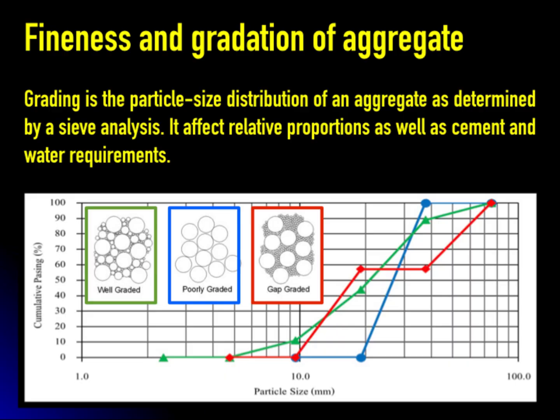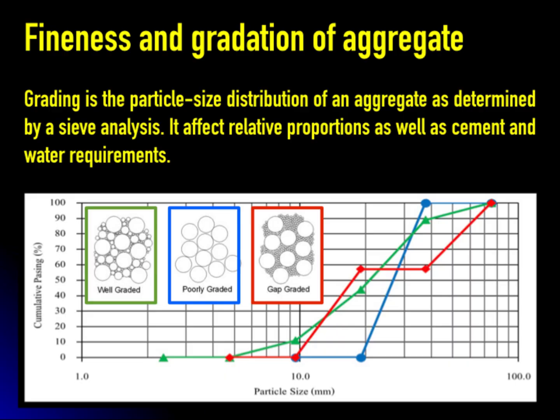The blue line is poorly graded aggregate, which has small variation in size. It contains aggregate particles that are almost of the same size or single size. This means that when the particles are packed together, there are large voids in the concrete. Sometimes this gradation is called uniform graded or single size grade, and the gradation curve is very steep.